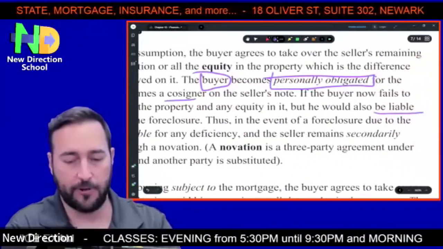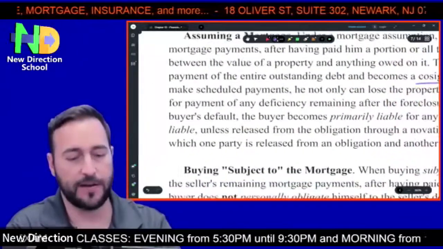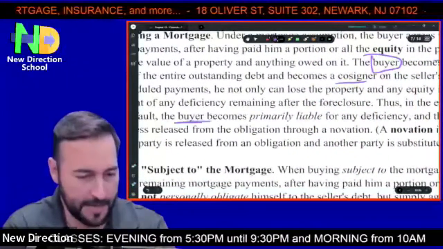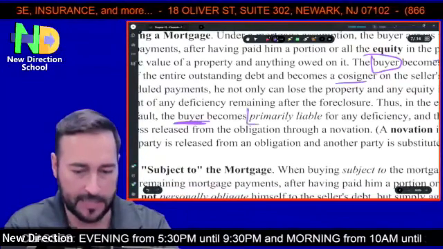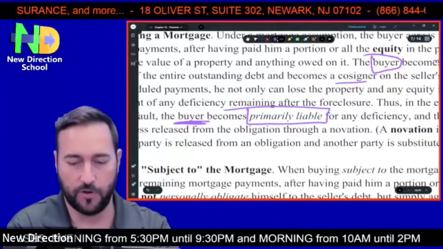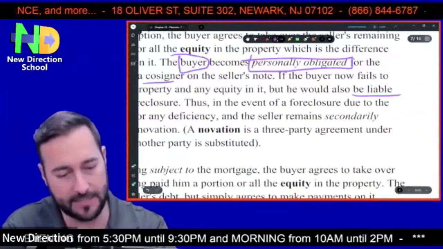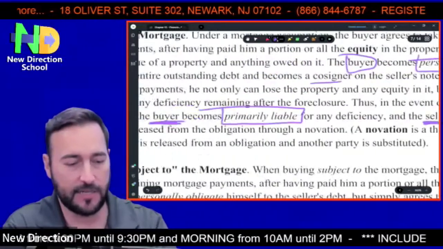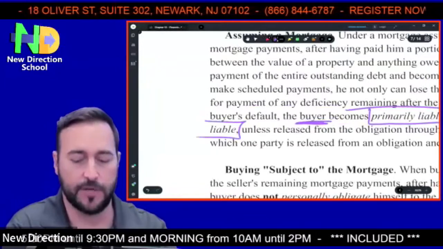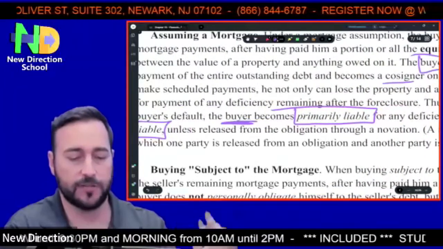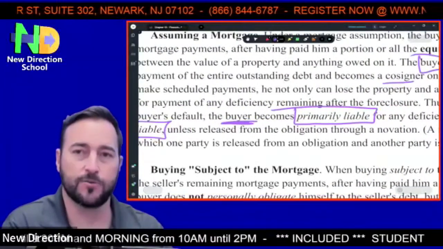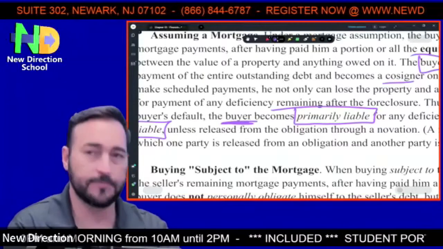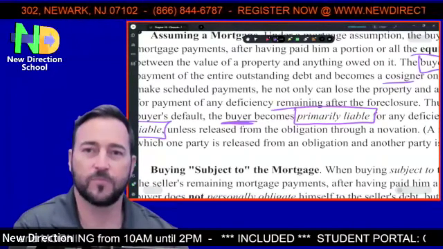In the event of foreclosure, due to buyer's default, the buyer, so Randy in the scenario, is primarily liable for the deficiency, and the seller, me in this scenario, is secondarily liable in this situation. Unless, of course, it was released from the obligation through a novation. You guys remember novation? What is novation?